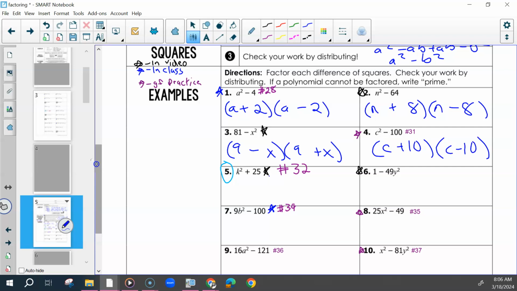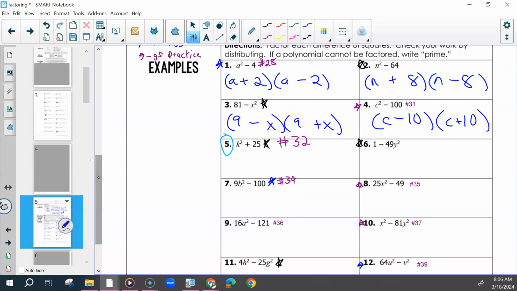Basically what I said. So would I flip them, like C minus 10? Yes. Okay. It doesn't matter which one is plus, which one is minus. The only thing that matters is the order that it's written in has to be the same. So if a variable comes first, variable has to come first. If a number comes first, a number has to come first. With number 5, could we do that one? No. No, that would be prime because it has a plus.